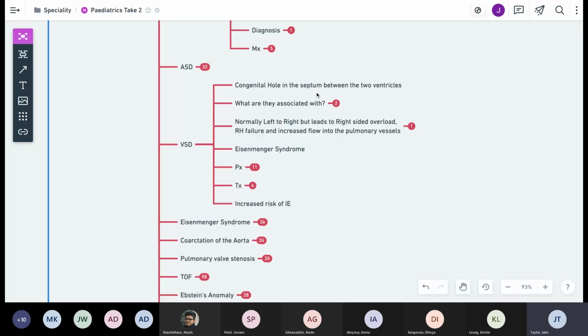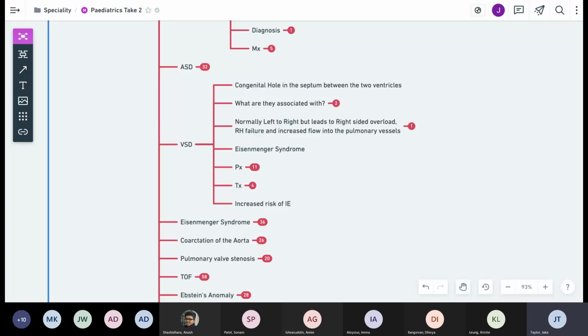But nice. Okay. So VSD. This is a congenital hole in the septum between the two ventricles. Okay. So what is a VSD associated with? So remember, patent ductus arteriosus was associated with rubella and prematurity. So that's the sort of things I'm talking about, or not particularly in this situation.